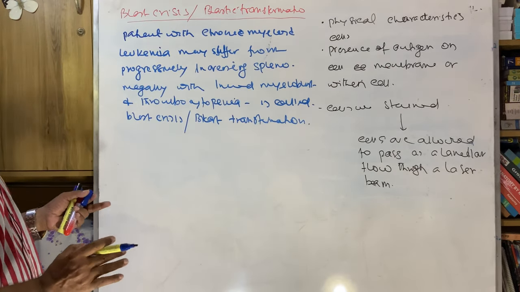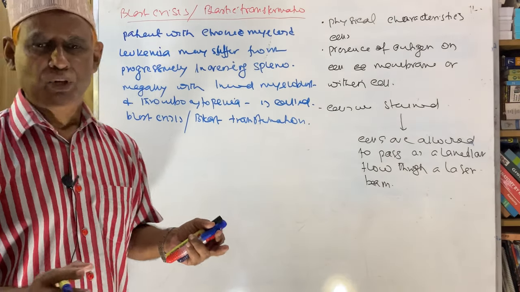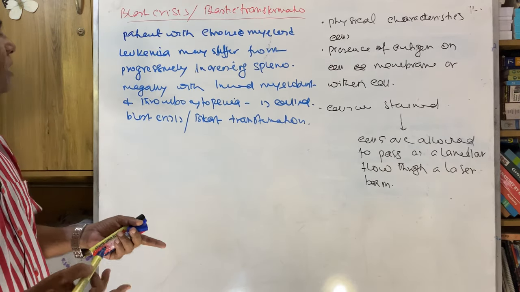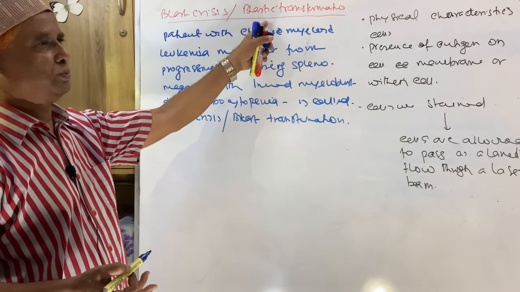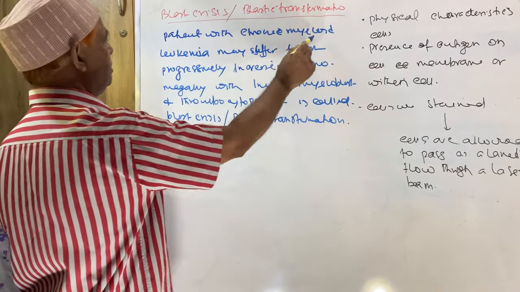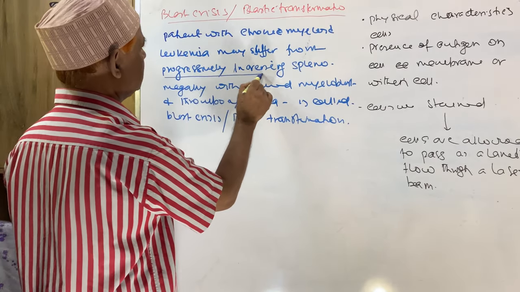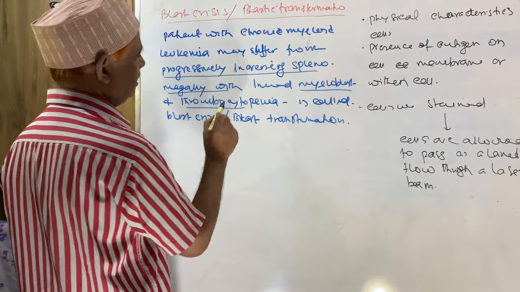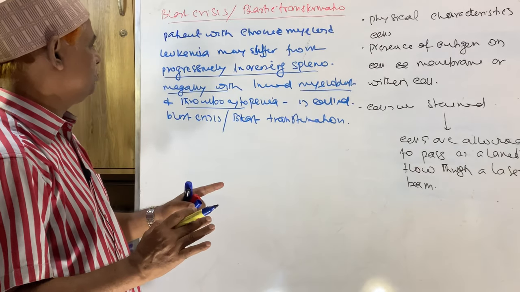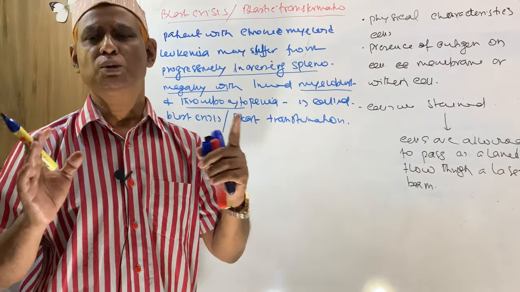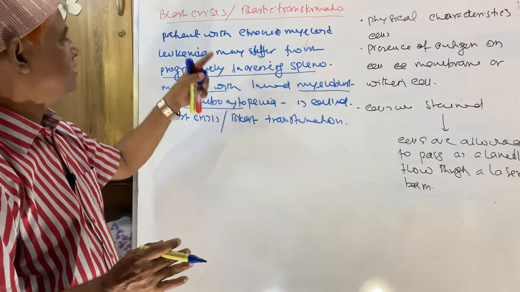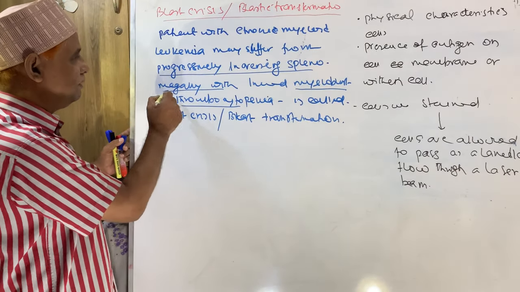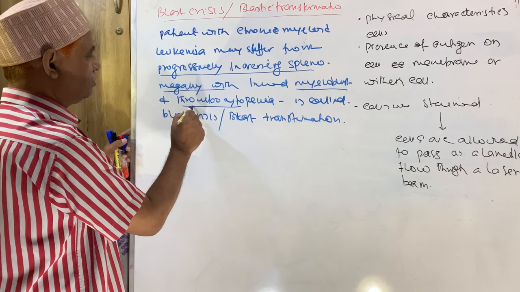Respected audience, you know a patient with CML may come to you with splenomegaly, hepatomegaly. So anybody suffering from chronic myeloid leukemia for a long time may develop blast crisis or blastic transformation. What is this? The patient with chronic myeloid leukemia suffers from progressively increasing splenomegaly, with increased myeloblasts and thrombocytopenia. In CML, there is a small number of myeloblasts, but most of the cells are myelocytes and metamyelocytes. If there is blast crisis, the myelocyte number is decreased, but myeloblasts are increased, and there is thrombocytopenia.